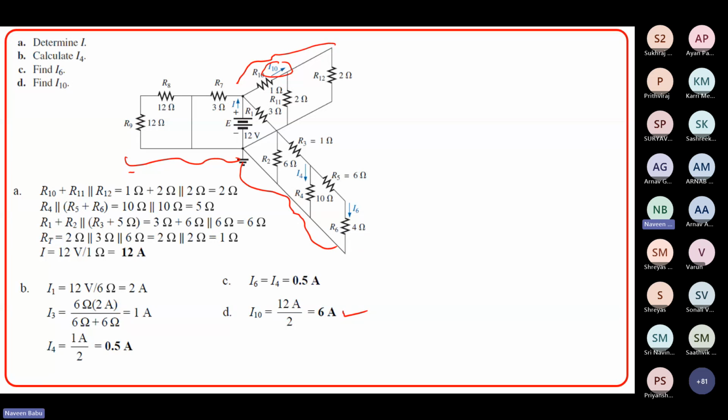Now let us find out what the equivalent resistor is. Once I find the equivalent resistor, then I will try to find out what I4 and I6 are. R8 and R9, they are in series.